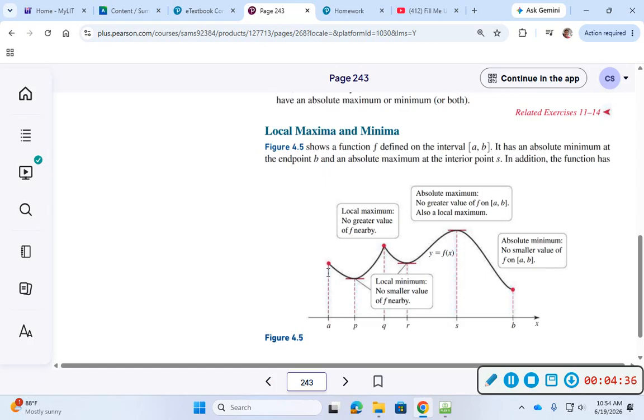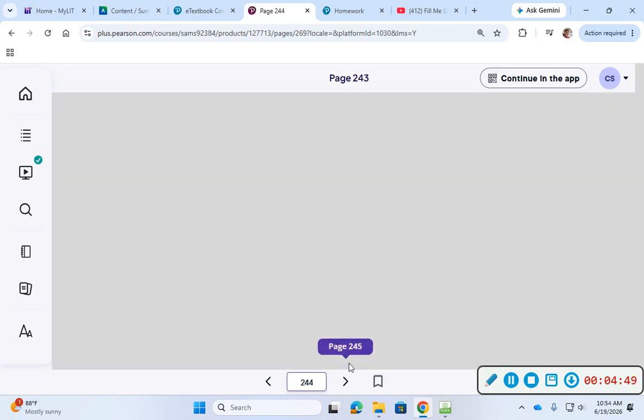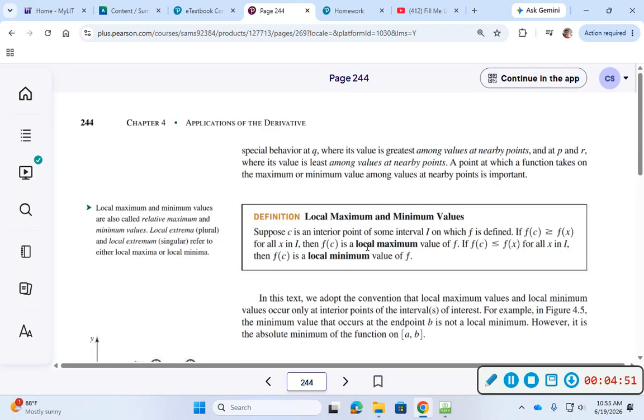Now, when we talk about a local minimum and maximum, we're really talking about an interior point, like a valley right here, or like a mountaintop, the top of a hill. So here is the definition for local maximum and minimum.